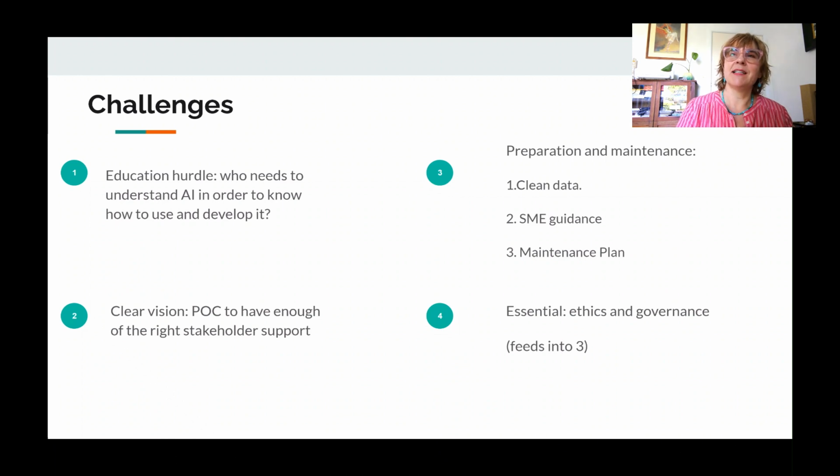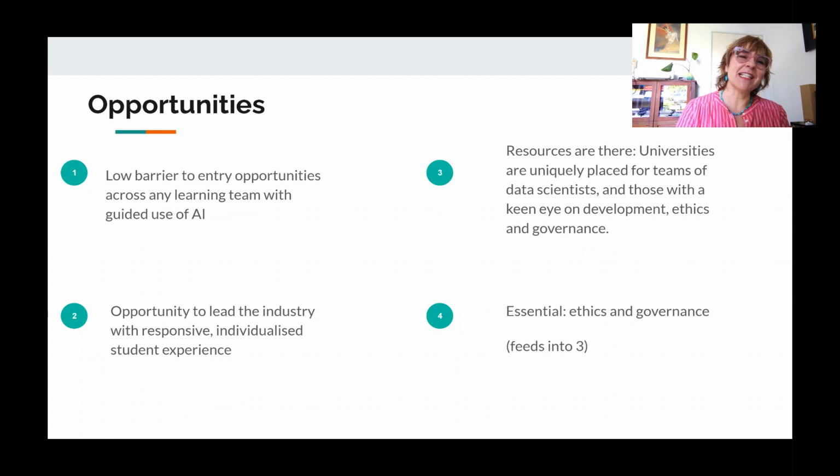When we're looking at creating AI within the university, you want to make sure that you've got clean data, really strong subject matter expert guidance, and a way that it's going to be maintained so that you're checking the outputs of the AI. Ethics and governance, they're the things that universities do very well and that are really essential to incorporate into this. So the opportunities with this are that there is a low barrier to entry, opportunities across any learning team with a guided use of AI.